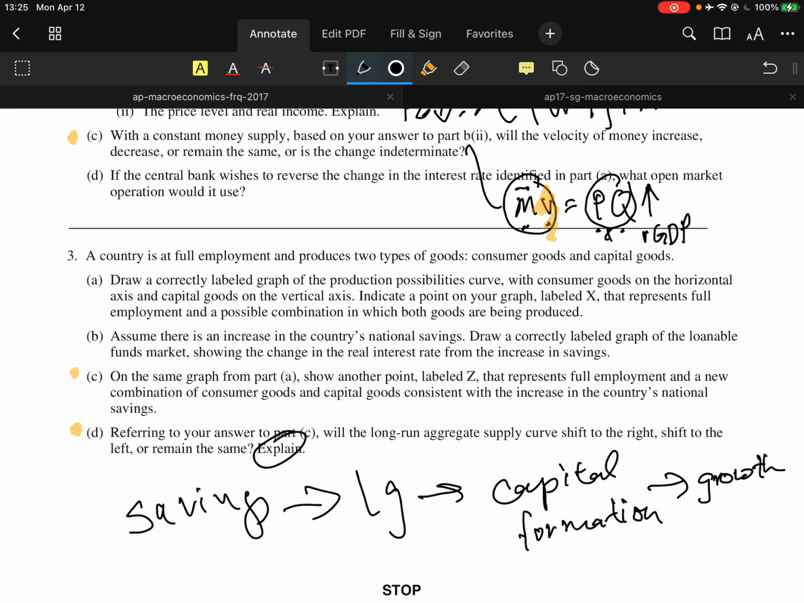So in this case, we know that more savings will lead to more investment, which means more capital, which leads to more growth, which means if we get growth, the PPC will shift outwards and also LRAS will shift to the right too. But if you are able to use this in your answer to D, that will give you the explanation that you need.